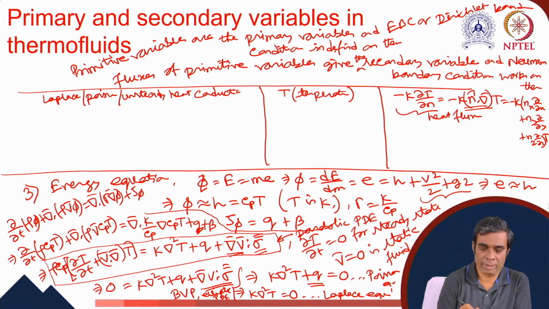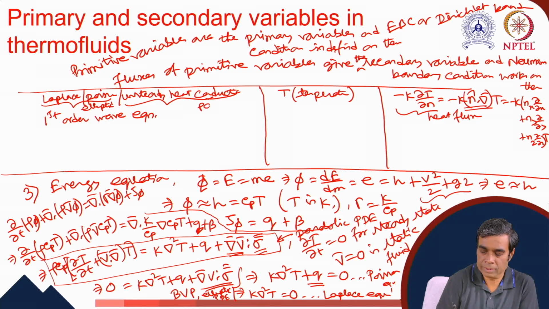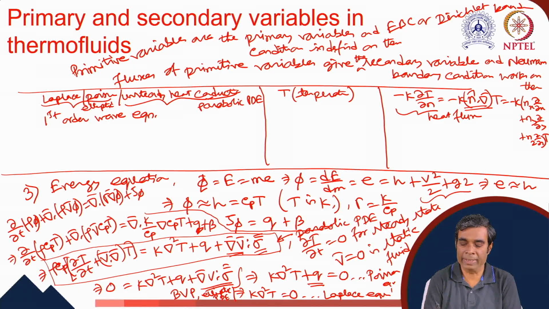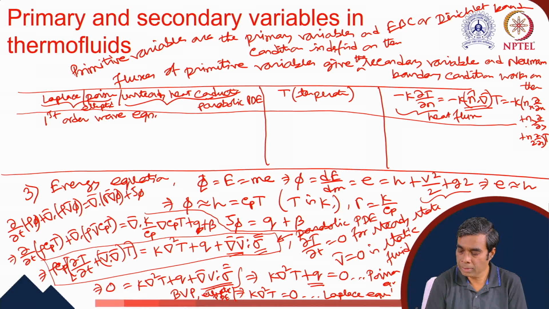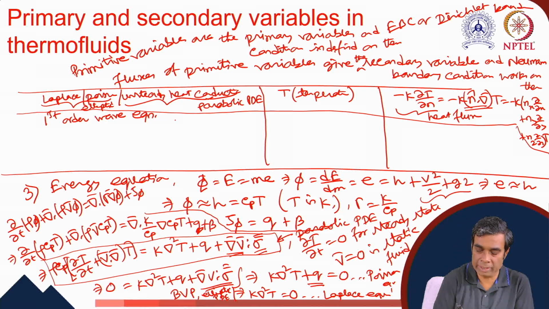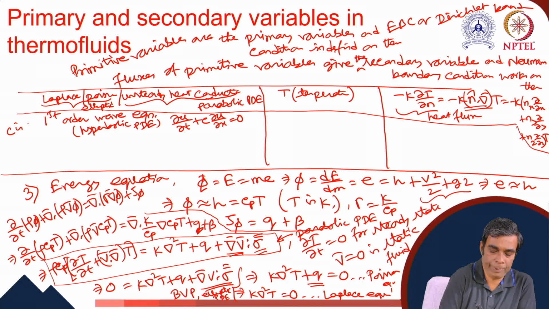Now let us consider the first order wave equation. In the previous case, the first two are elliptic and the second one is parabolic. Whether it is elliptic or parabolic does not matter; primary and secondary variables do not change. Now, the second example is the first order wave equation: del u del t plus c del u del x equals 0. This is a hyperbolic partial differential equation, where c is the speed of wave.